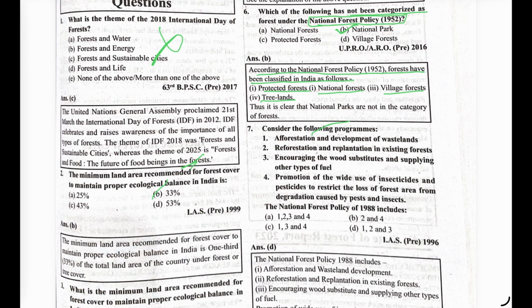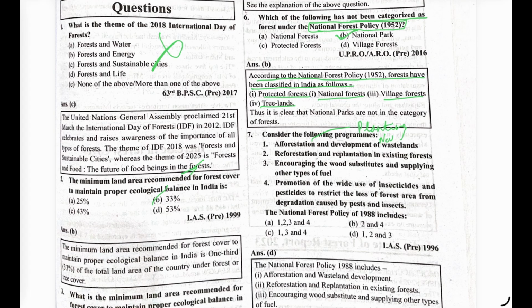Afforestation means planting new trees. Reforestation is where once there was a forest but somehow it vanished and forest was established there again, so that is called reforestation. And replantation in existing forest, encouraging the wood substitute and supplying other types of fuel. Promotion of a wide range of insecticides and pesticides to restrict the loss of forest area from degradation caused by pests and insects.